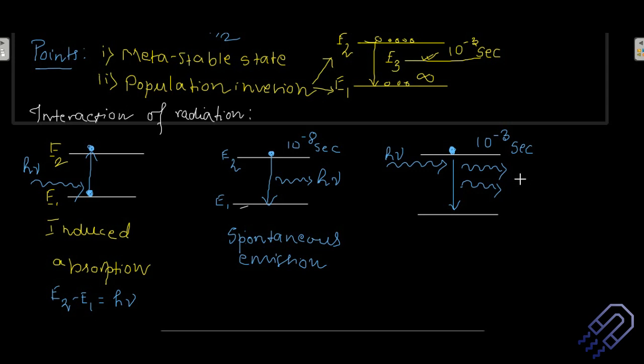So we have got two photons coming out of it. So this is called stimulated emission. Now this happens because we have got interaction between the incoming photon and the atom which is in the excited state. So this is stimulated emission. So based on this idea of stimulated emission, we have got lasers.